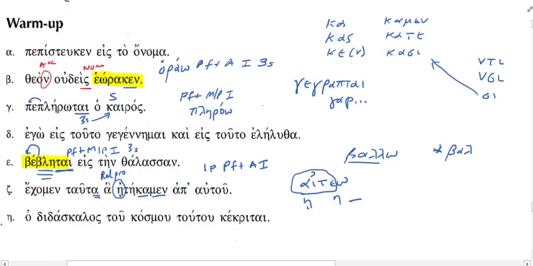Okay, and then number or letter eta, we have ho didaskalos tou kosmou toutou kekratai. This is not a happy thought either. What is ho didaskalos? The teacher. Tou kosmou is what case? Genitive. So if we put these together, it's what? The teacher of the world. Now look at toutou. What case is that? It's genitive. Why is it genitive case? Well, that's how you know it's genitive, but why did the writer choose a genitive case form?